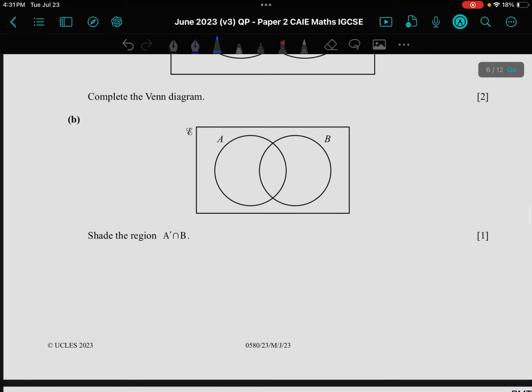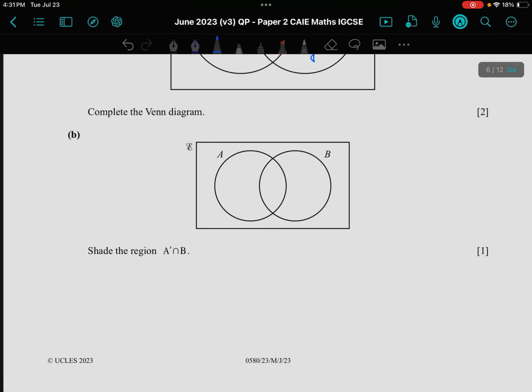Now shade the region A complement intersection B. So what is A complement? A complement is such that nothing of A is there, and its intersection with B. So that means only this portion you will take, because the intersection portion of B is not taken because it is also coming in A, and we cannot take A because it is A complement.